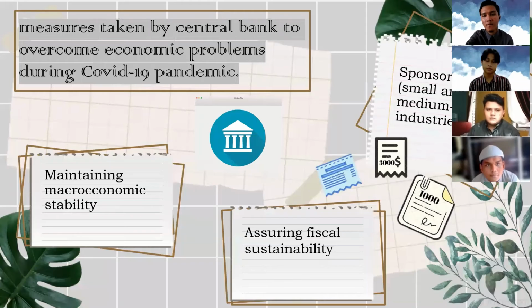Okay, next. For the measures taken by the central bank to overcome economic problems during the COVID-19 pandemic, firstly, fiscal sustainability should be assured. Otherwise, perceptions may arise that debt could be inflated away. The central bank can start by crafting strong intertemporal fiscal strategies, reining in future spending and developing sound revenue policies.